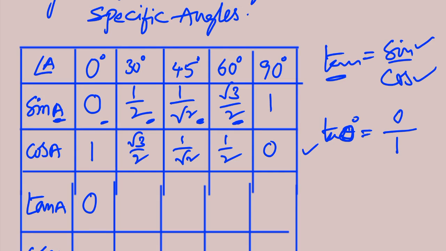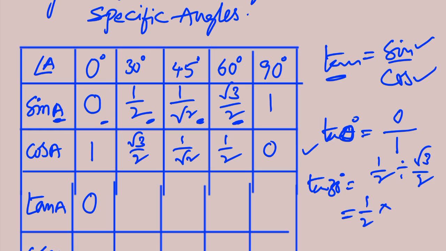And coming to tan 30. To get tan 30, sin 30 is 1 by 2 divided by root 3 by 2. So tan 30 is sin 30 by cos 30, that is 1 by 2 divided by root 3 by 2. If I simplify, 2 by root 3, the 2 gets cancelled, finally 1 by root 3. So write 1 by root 3 here.